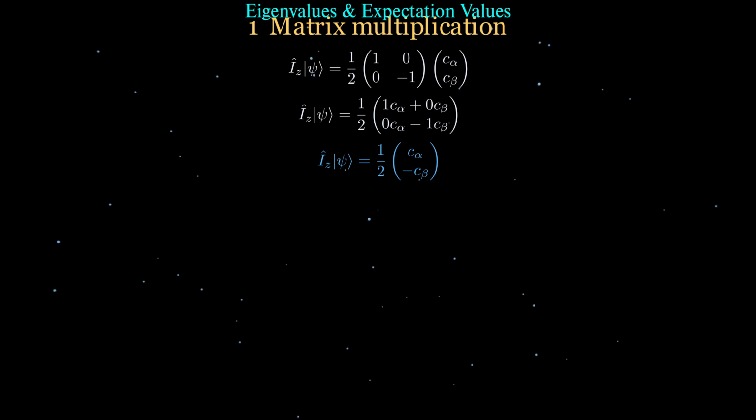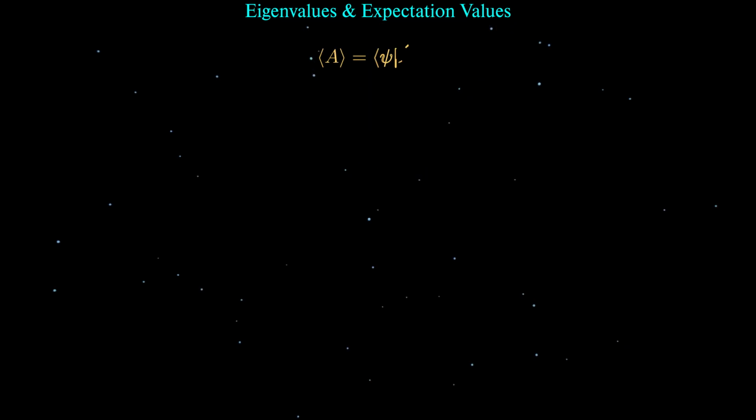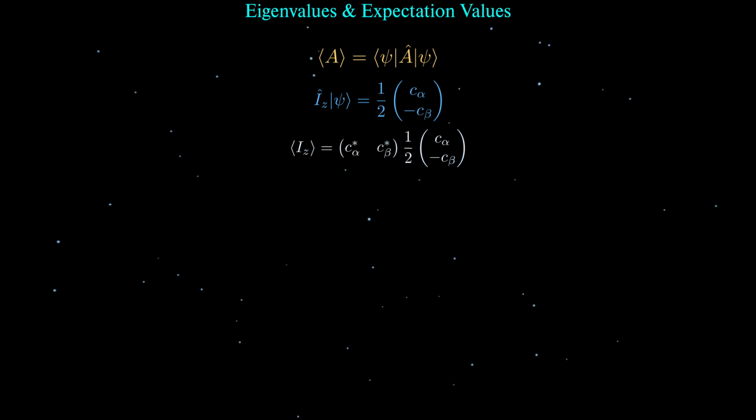And this is only the first part of getting to the expectation value because we've applied the operator to the ket, and now we're just left with applying the bra from the left side. The expectation value is this sandwiched formula right here, and we already found that applying Iz to the ket of psi will give us this 2x1 column vector. So now we insert the bra to the left.